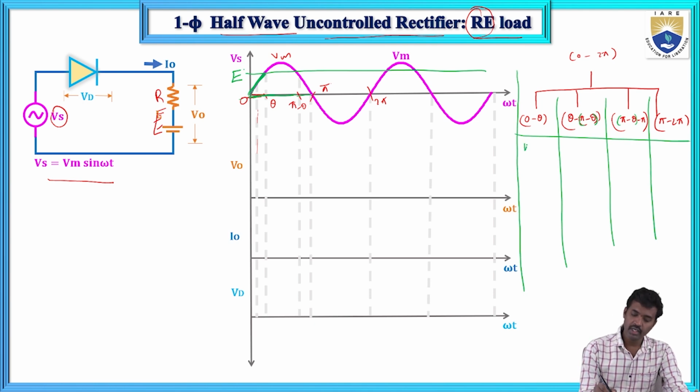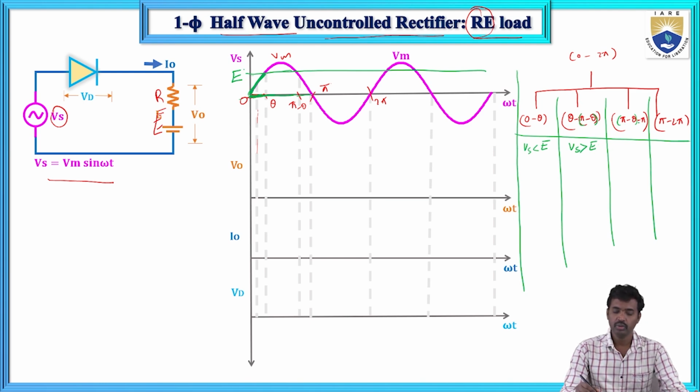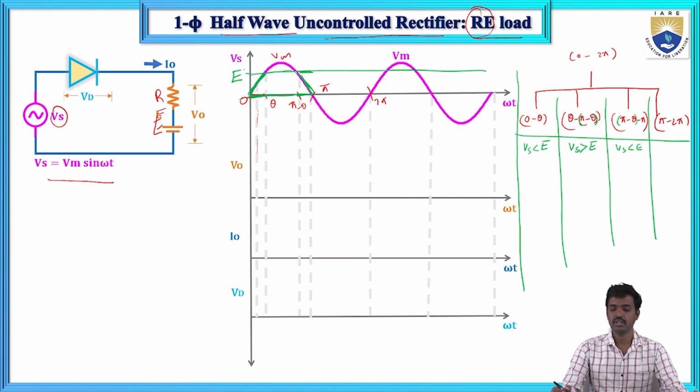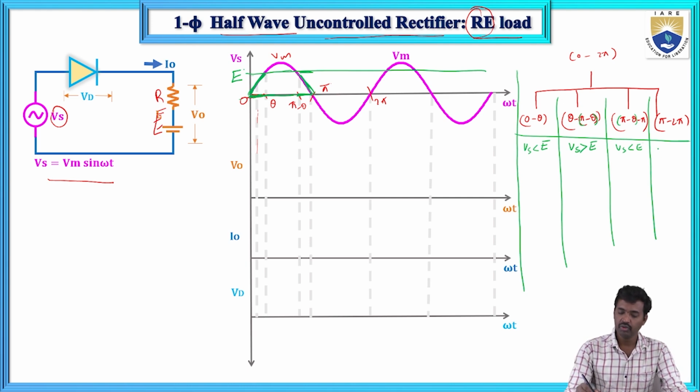In the first case, Vs is less than E. In the next case, Vs is greater than E, so E is less than Vs. Then in the range pi minus theta to pi, Vs is again greater than E in this range, and after that, Vs is less than 0, which means less than E. So this is the first case.